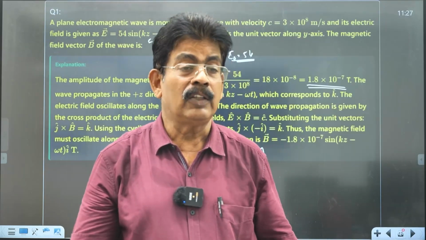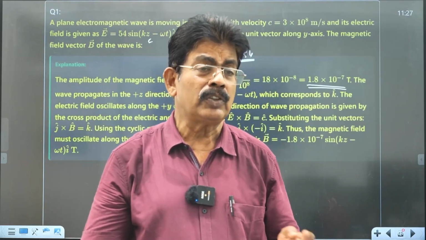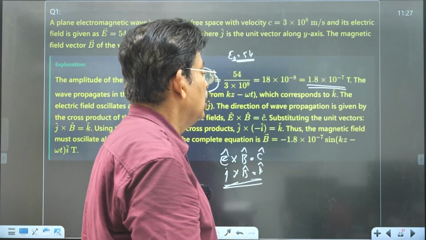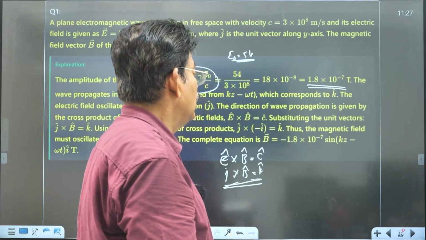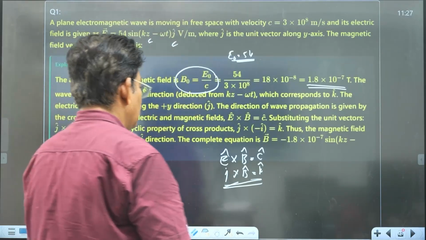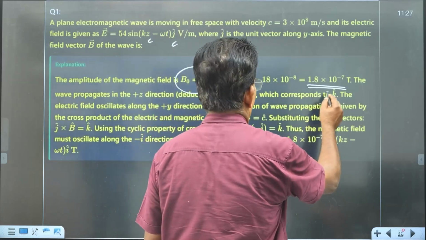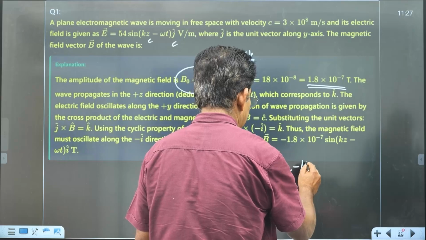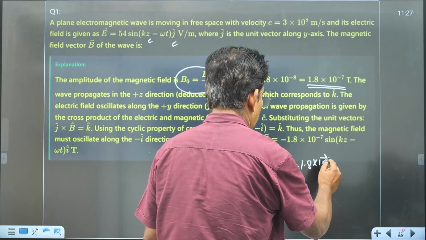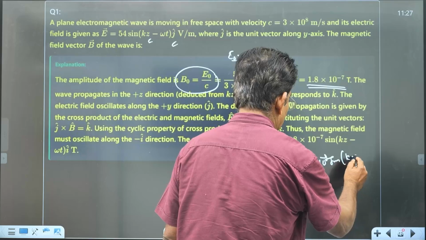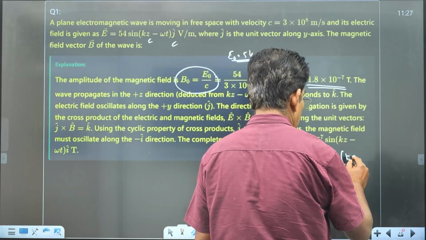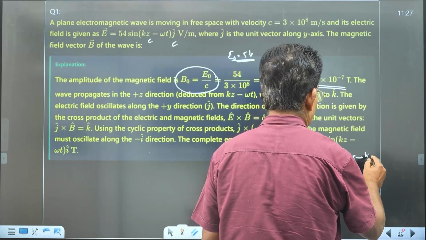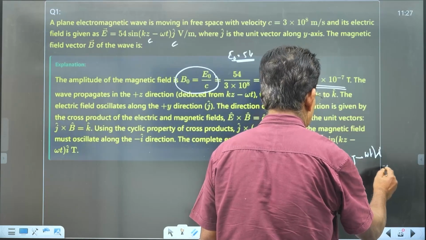You know I cross J is K. Therefore, J cross minus I will be the K. Therefore, the magnetic field will be along the negative x-axis. Magnitude is 1.8 into 10 to the power of minus 7. Then the magnetic field variation will be minus 1.8 into 10 to the power of minus 7 sine. Still the wave is going along what direction? X minus omega t, direction is along negative x-axis.